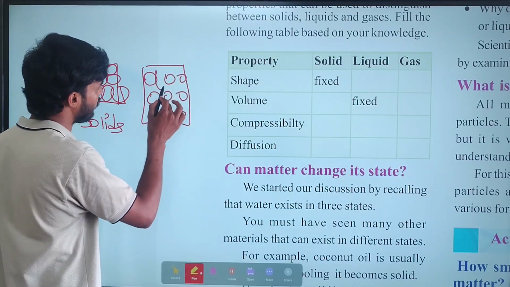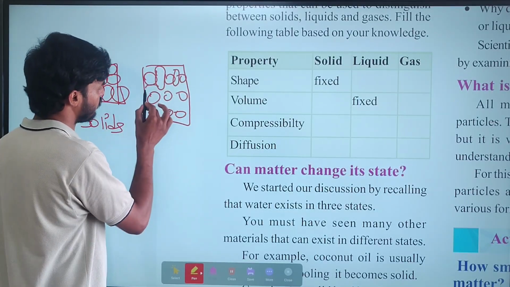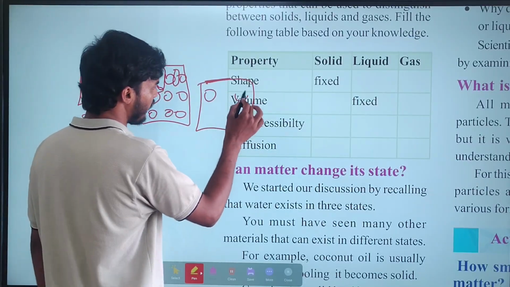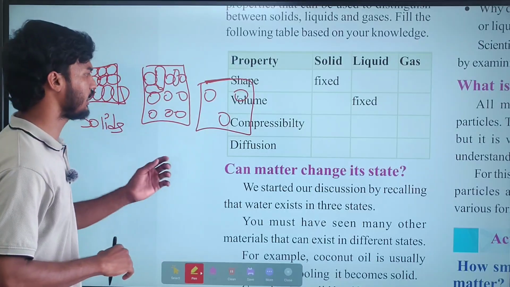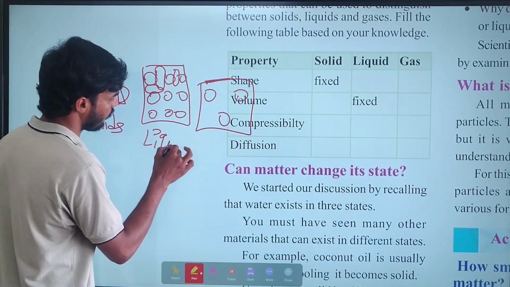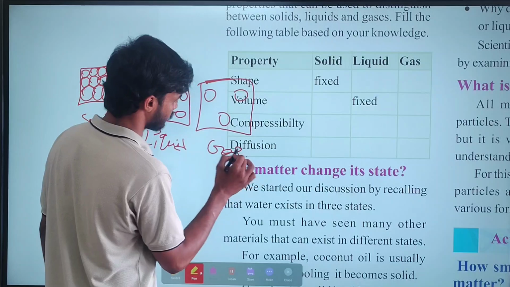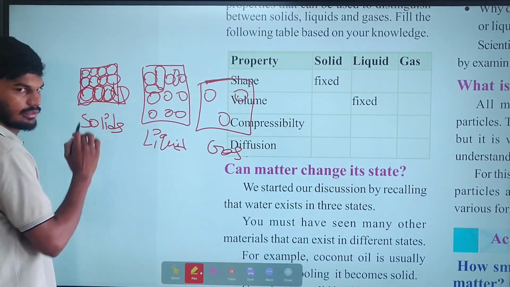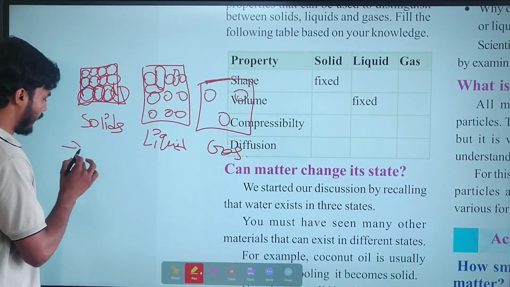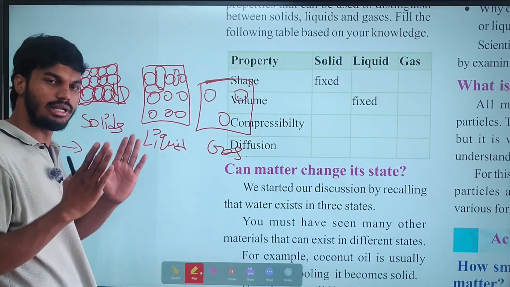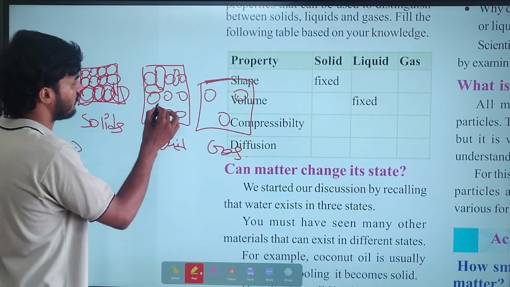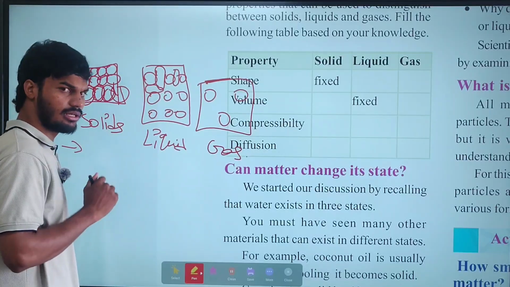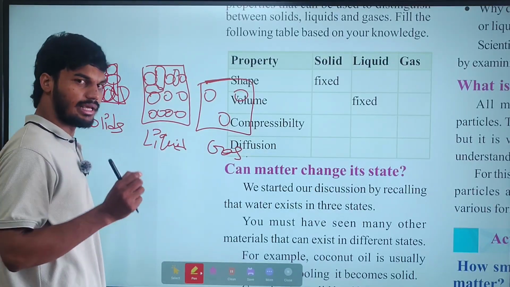So here between molecule and molecule there is a presence of space, right? In gases, the intermolecular spaces are very loosely packed. Solid, liquid, and gases. In solid, the intermolecular spaces are tightly packed and the compressibility is negligible or zero, whereas in liquid the intermolecular spaces are somewhat loosely packed as compared to the solid, and the compressibility is very less.